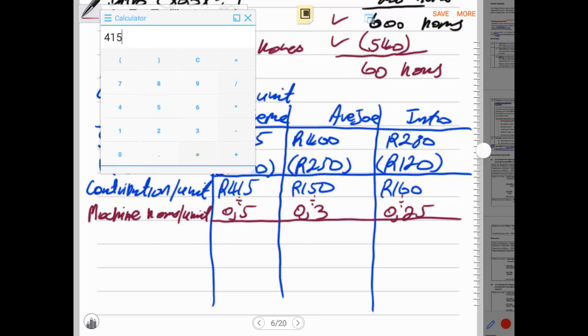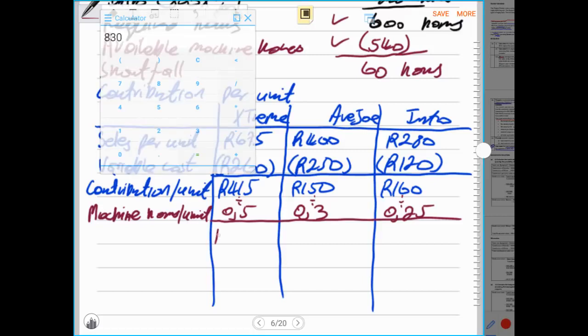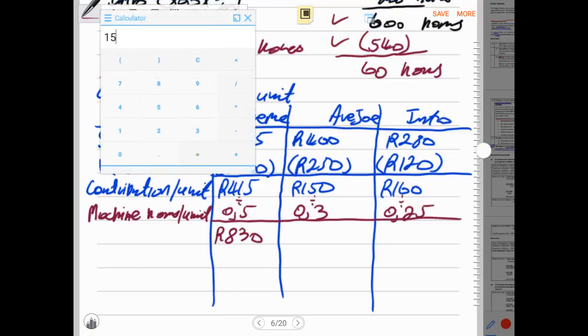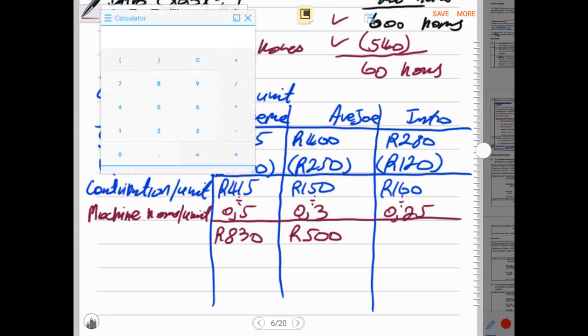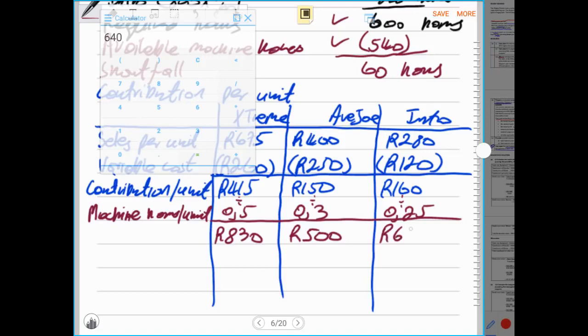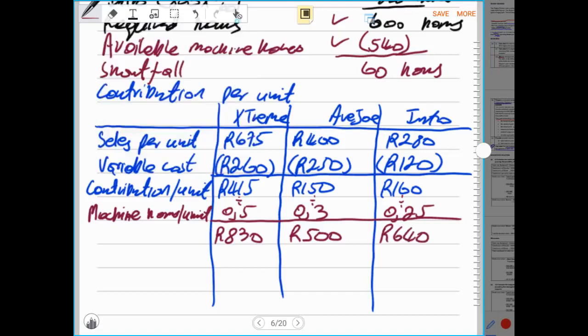So we say 415 divided by 0.5, then this gives me 830. Then we have 150 divided by 0.3, and this gives me 500. Still, product number 1 is making higher profit so far. Then we have 160 divided by 0.25, and this gives me 640. So now we can see that things are turning around.